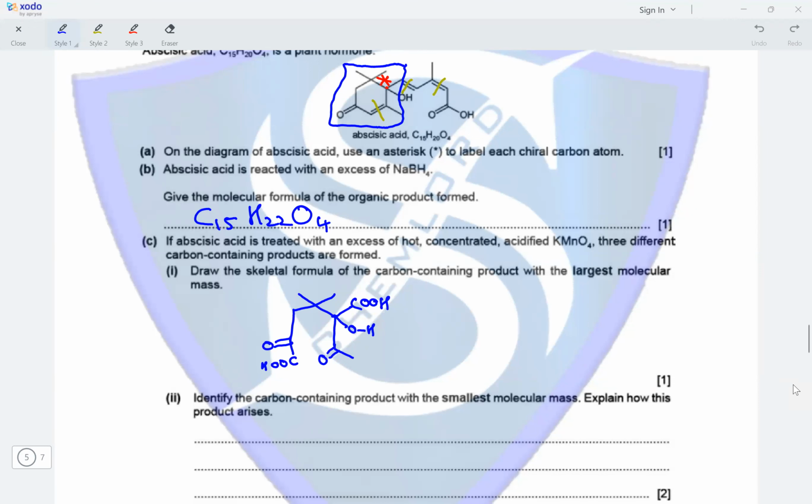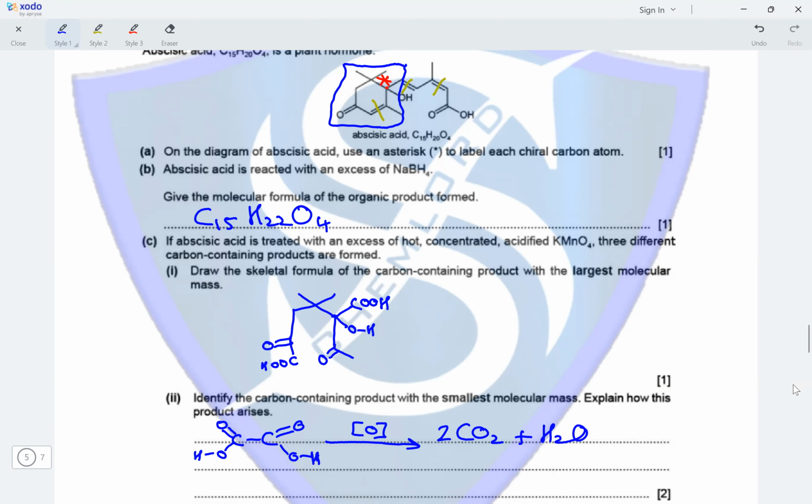Identify the carbon-containing product with the smallest molecular mass and explain how the product arises. So if we look at the third bond that is broken on the right, which has been labeled with a line, we end up with a molecule of oxalic acid. Oxalic acid is two carbon atoms, both of them being a COOH group. And since we are using hot concentrated KMnO4, this will undergo further oxidation to produce CO2 and H2O.